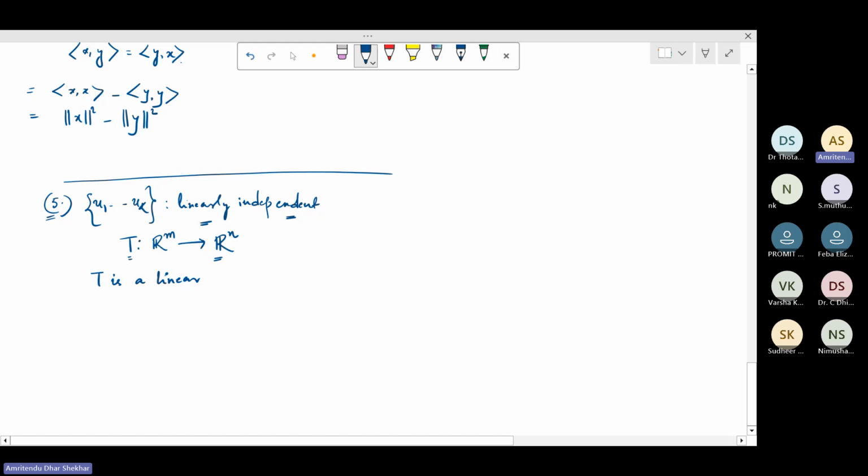Let's say there is a collection of linearly independent vectors, and we have this linear map T from Rm to Rn, and T is a linear injective map. Okay, so let me ask a few questions first. If T is a map from Rm to Rn, what can we say about m and n?